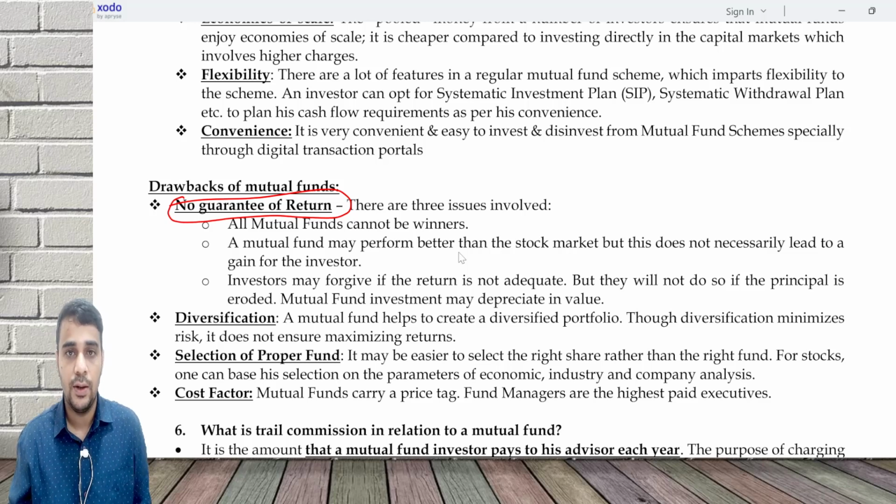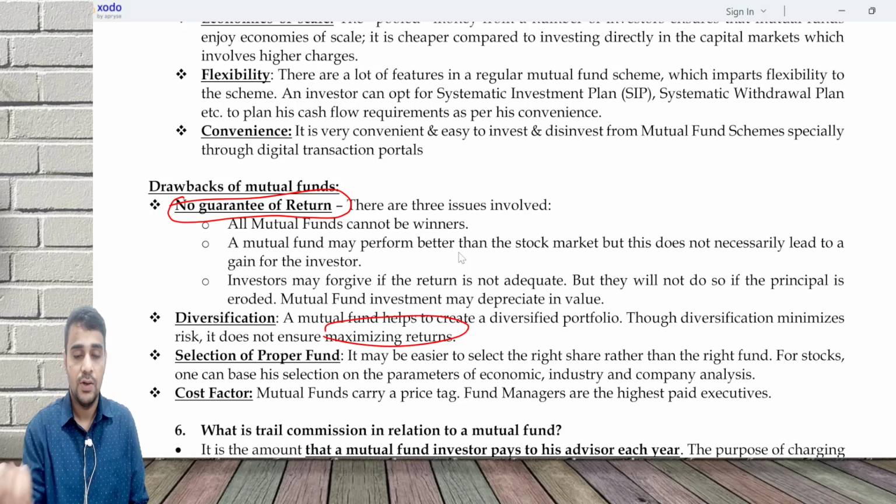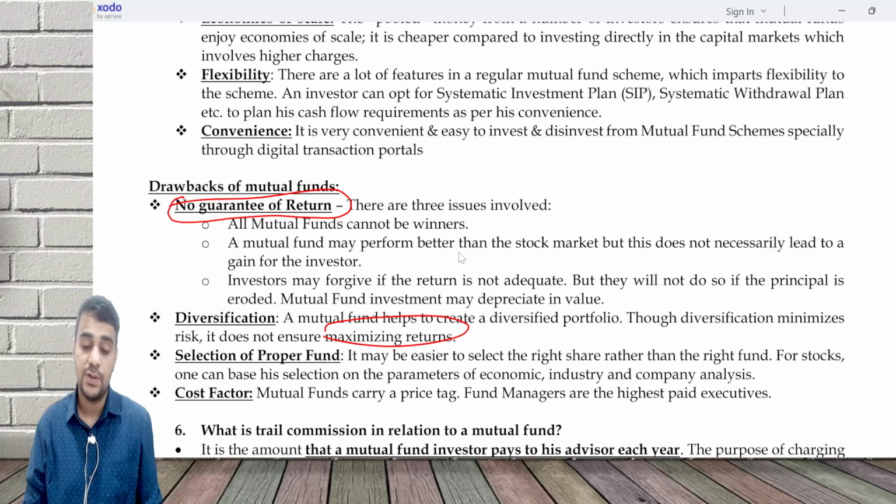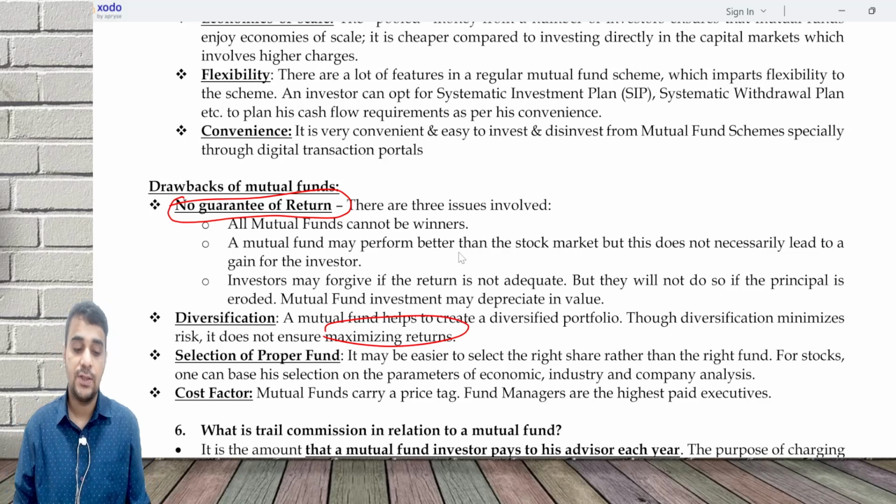Diversification is good, but diversification can help you in reducing risk, but it cannot give you maximum return. So maximum returns can't happen. Selection of proper funds: sometimes you'll find it very difficult to select the right fund because so many funds are there in the market. When I have to select a share, at least I can do EIC analysis, fundamental and technical analysis of one company. A mutual fund has made investments in 25-30 companies. So it is difficult for me to select the right mutual fund.